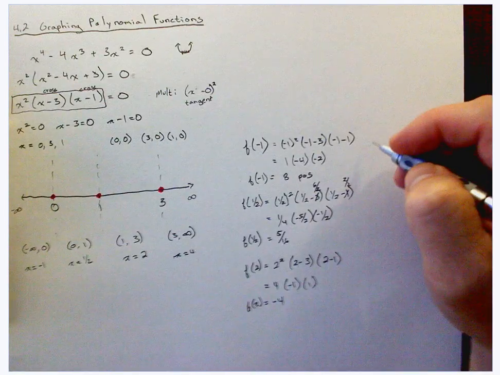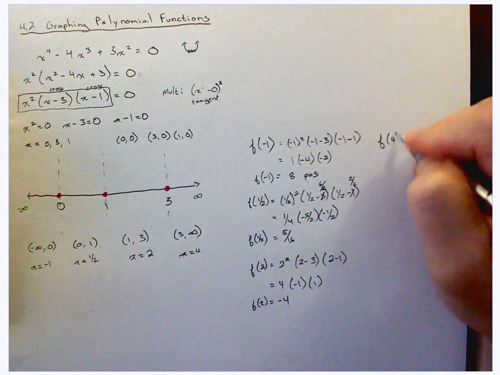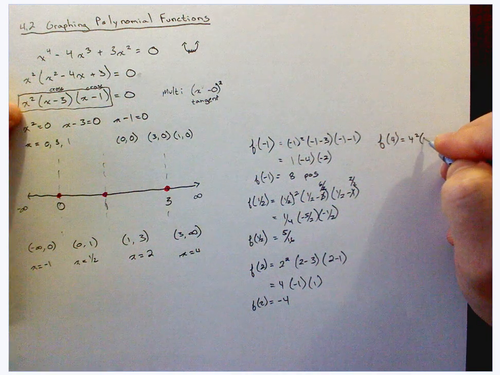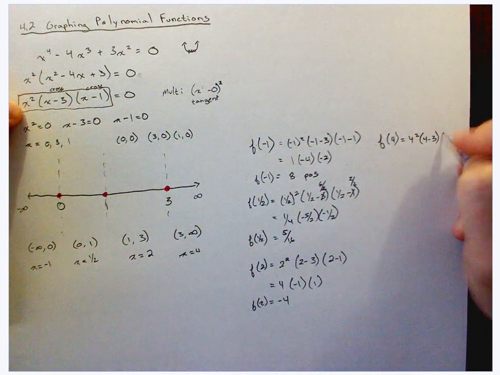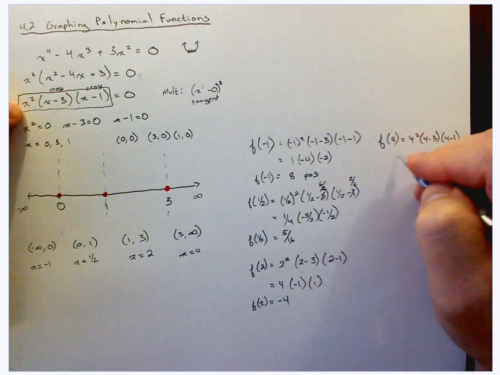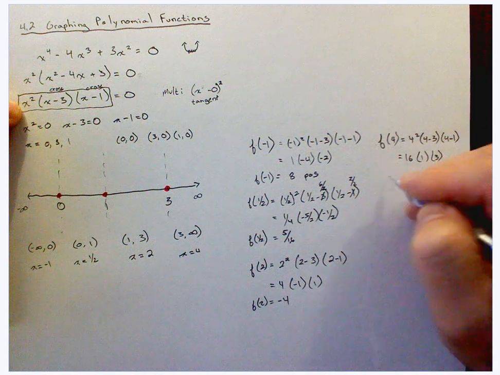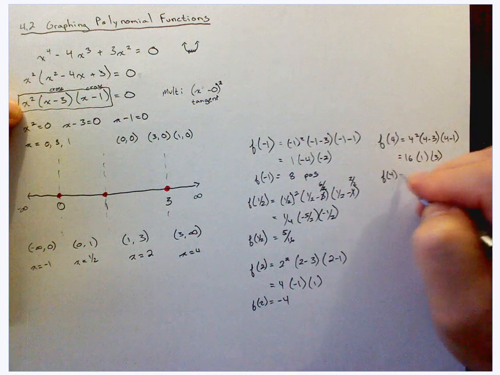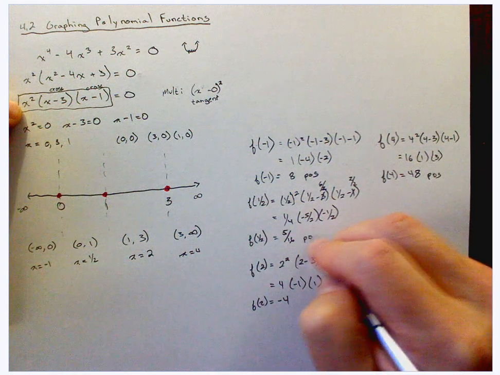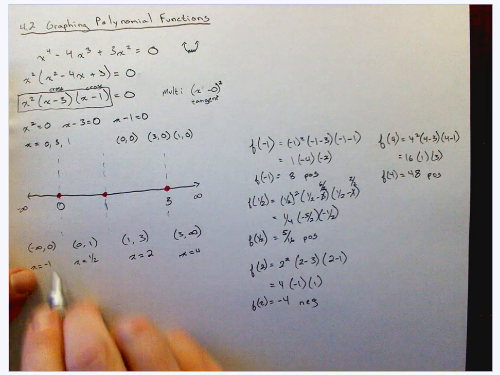Let's see if I can slide this over some, squeeze this one in. So f of 4, that's going to be 4 squared, and then 4 minus 3, and then 4 minus 1. So I end up with 16 times 1 times 3. So f of 4 is equal to 48. Sorry, positive, positive, negative. So I can go over here and I can look at those values in that interval.